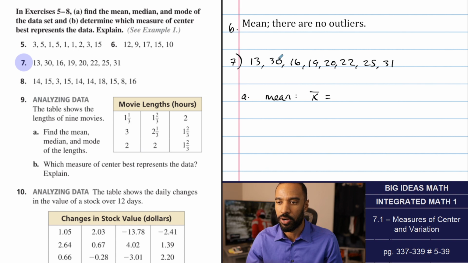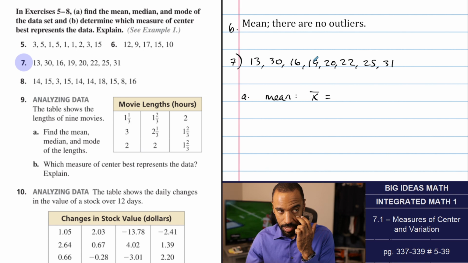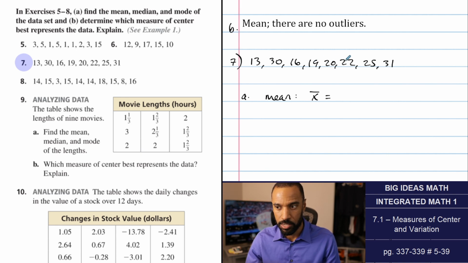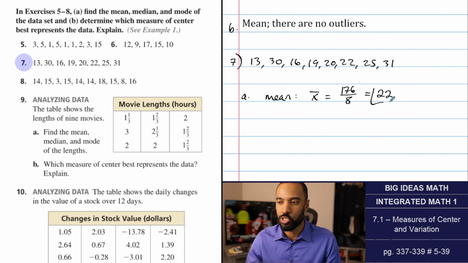Let's just count how many terms. There are 8 of them. So 13, 43, 59, 78. Is that right? 78, 98, 120, 145, 176. 176 divided by 8. That does divide by 8. That's 22. So your mean here is 22.